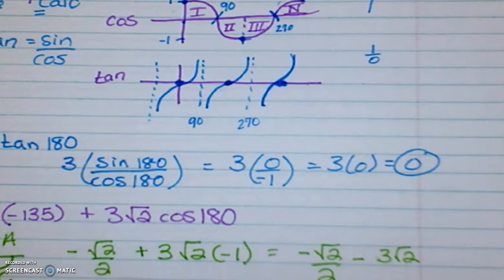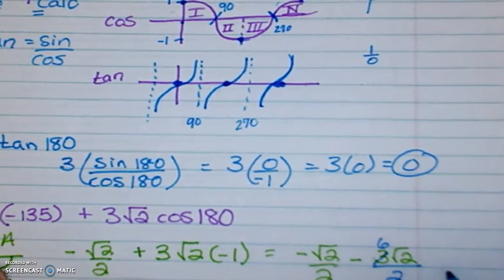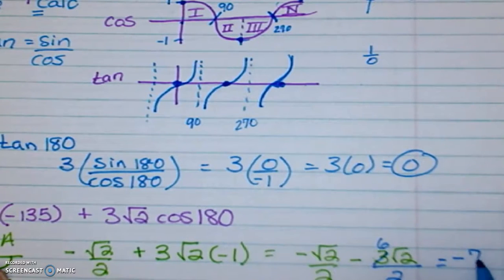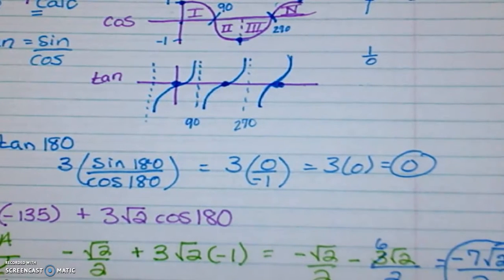You want to get a common denominator. That common denominator is going to be 2, making this a 6. And when you group them together, you get -7 radical 2 over 2. So that's an application of all of these concepts dealing with sine, cosine, tangent, of certain angle measures, looking at the unit circle, and making some calculations.